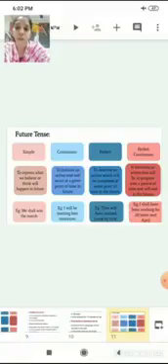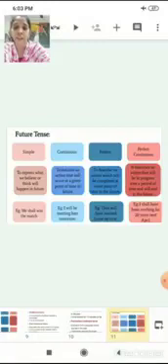Now, future continuous tense will help to indicate an action that will occur at a given point of time in future. For example, I will be meeting him tomorrow. Okay, so here future continuous tense tells about an action that will occur at a given point of time in future. Example, I will be meeting him tomorrow.